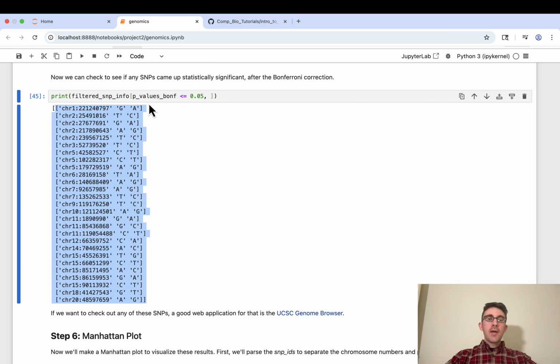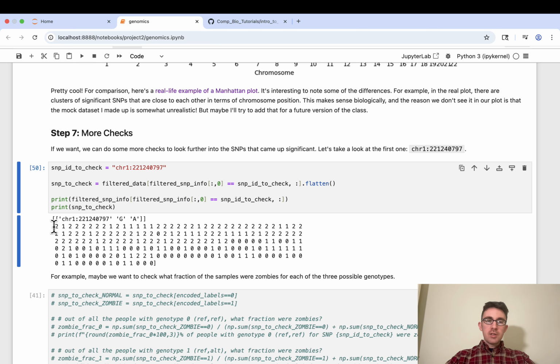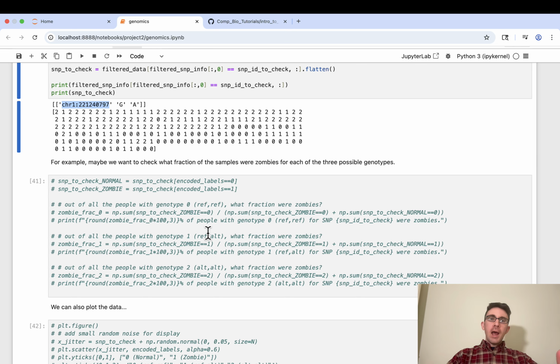So I'll show you just this block of code, pulling out the data for this SNP of interest. We have all of our genotypes here for the first significant SNP. Maybe we want to get an idea of how the genotype for this SNP was associated with the probability that someone became a zombie after being bit.